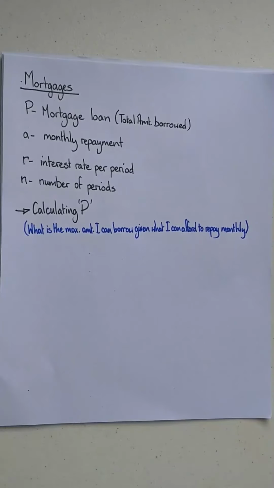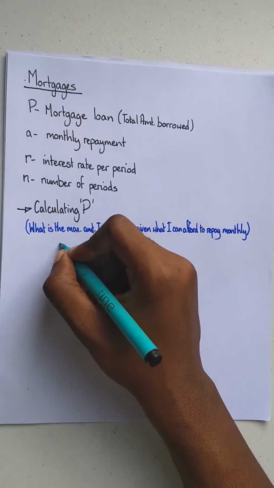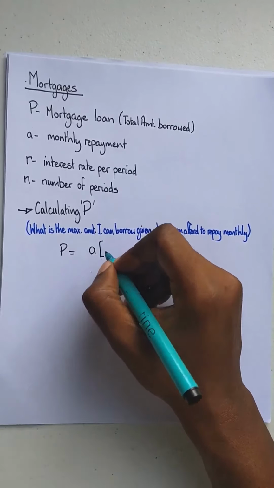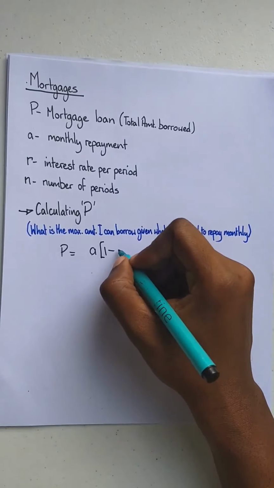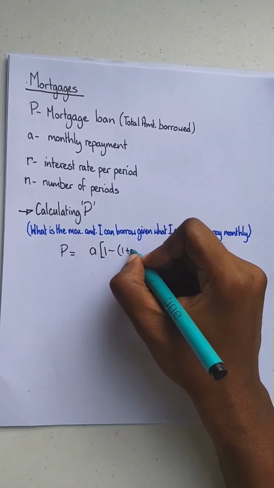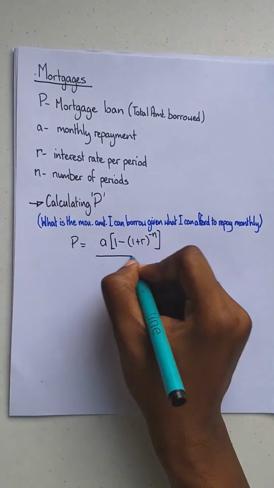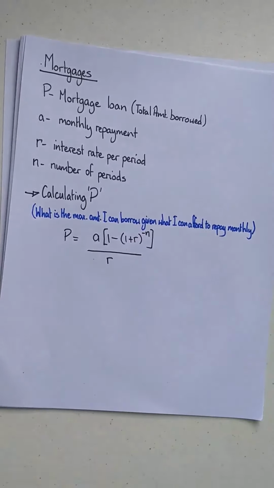We can also solve for P, calculate P, the mortgage loan, and these would be questions or considerations when we are seeking to establish what is the maximum amount I can borrow given what I can afford to repay monthly. And the formula for calculating P is P equals A, monthly repayment, multiplied by 1 minus 1 plus R to the negative N, all divided by R.